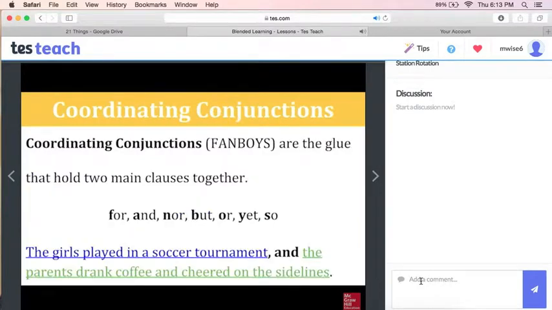The word "and" is a coordinating conjunction, and coordinating conjunctions are like the glue that hold two main clauses together when you're building a compound sentence.